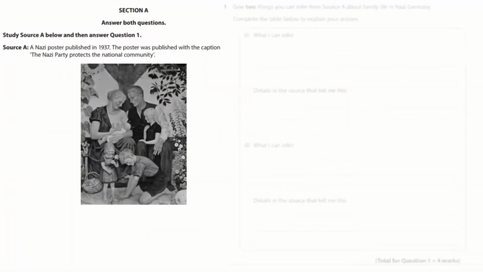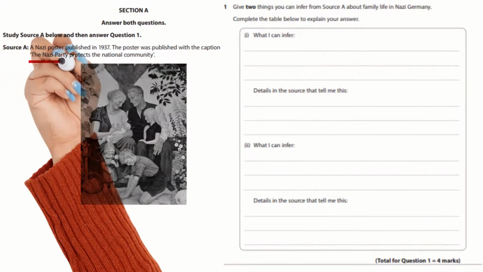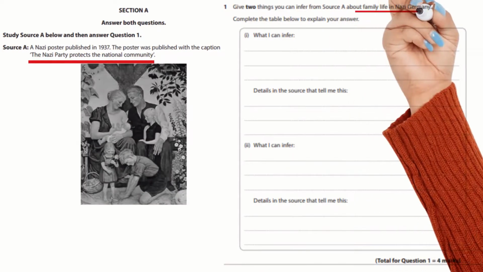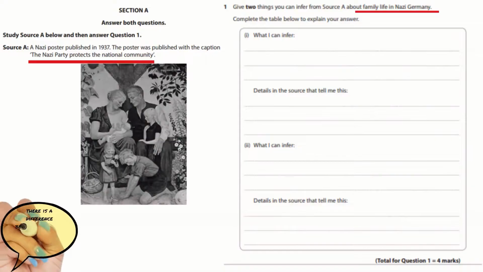Right, let's have a look at a picture source to practice this skill. This source shows us a Nazi propaganda poster showing an Aryan family with 4 children, and the caption of the poster reads, "The Nazi Party protects the national community." This time the focus of the question is give 2 things you can infer from source A about family life in Nazi Germany. Now this is tricky because we know that there is a difference between what the Nazi Party want and what actually happened. So we're going to have to show that we understand the difference in our answer.